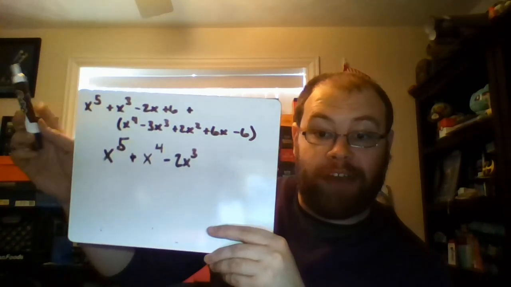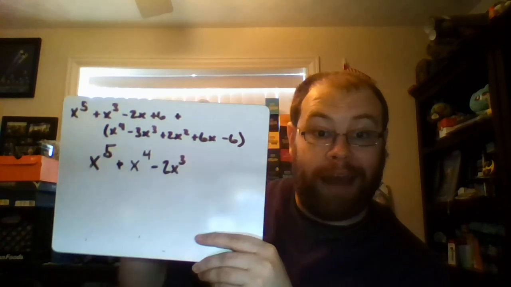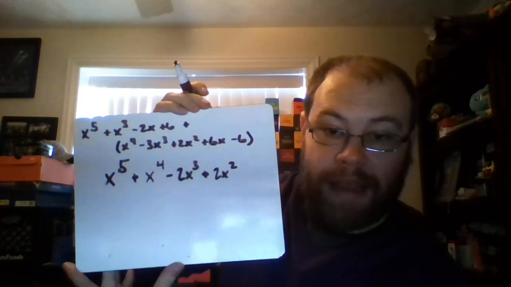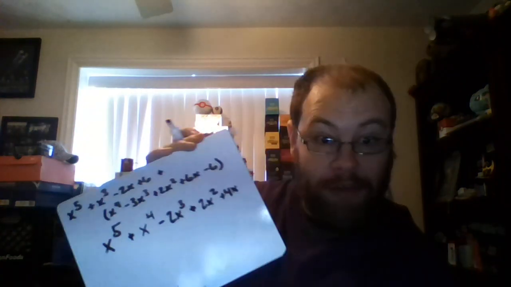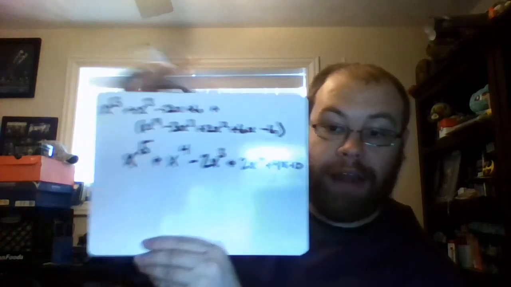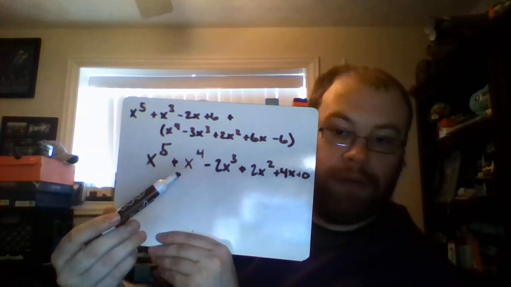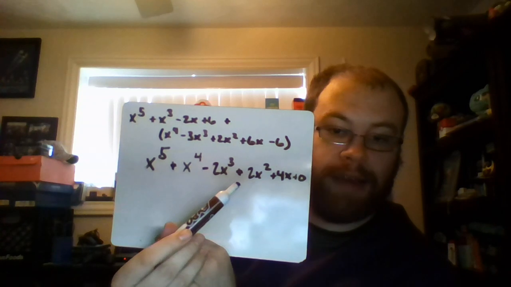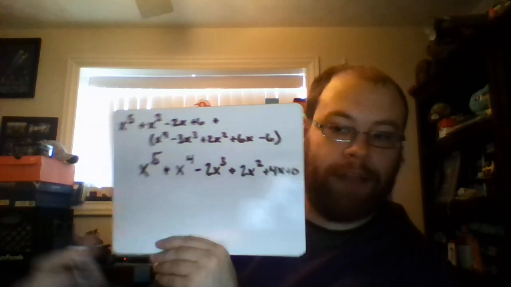So now, do we have an x squared term? We do in our second polynomial, but not in our first. So that second one is going to pop up in there. It's a plus 2x squared. And then we've got our x terms, negative 2x plus 6x. So negative 2x plus 6x, that's 4x. And then we've got 6 plus minus 6, which is 0. So we could add a plus 0 onto the end here, but we don't really need to because it goes away. So now our answer here is x to the fifth plus x to the fourth minus 2x to the third plus 2x squared plus 4x plus 0. And that's our final answer.